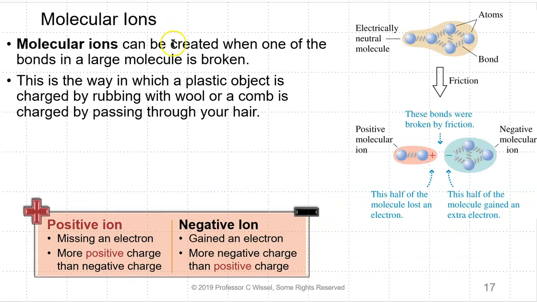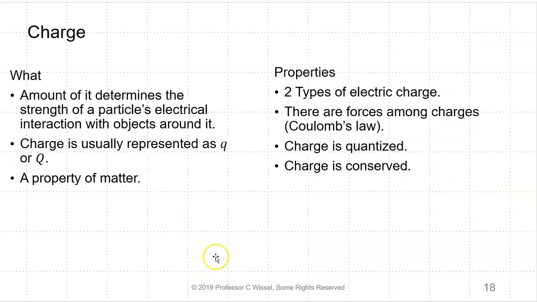Now, molecular ions can be created when one or more bonds in a large molecule are broken. Here we have a large molecule, and this is electrically neutral. If you rub this, it will break one bond here. This little positive part becomes a positive molecular ion, and this negative part becomes a negative molecular ion. So the positive side has lost an electron to the negative side, which has gained the electron. This is the way in which a plastic object is charged by rubbing with wool, or a comb is charged by passing through your hair. This is what happens inside the comb when you comb your hair on a cold, dry winter day, and you see it pick up all the little particles, pieces of fuzz, or stick to your hair.